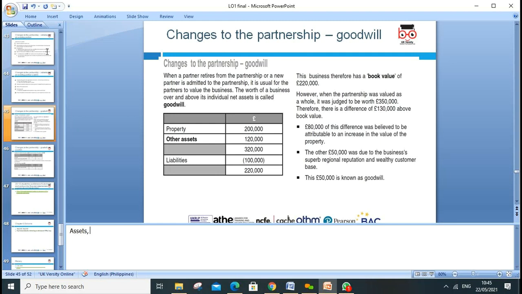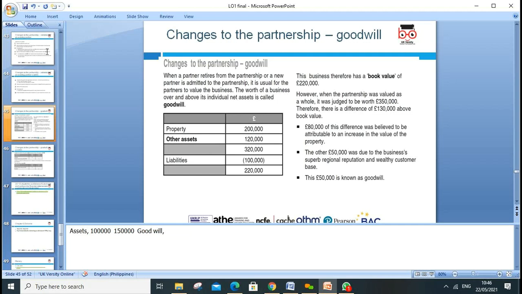Let's say my net assets are 100,000, and people are willing to pay me 150,000. So why are people paying me 50,000 extra? Because my assets are 100,000, they are willing to pay 50,000 extra due to the goodwill.